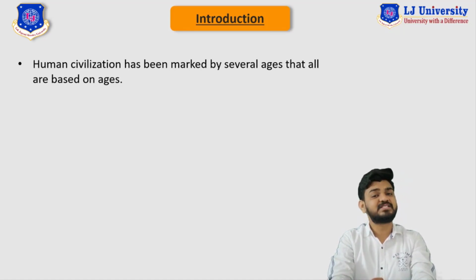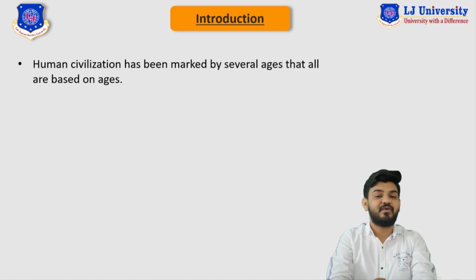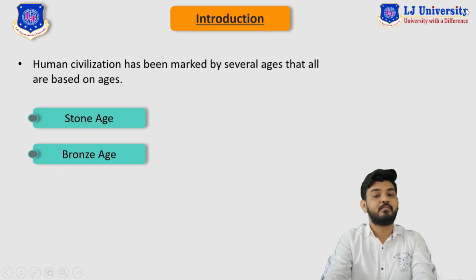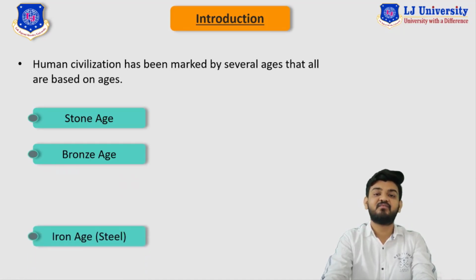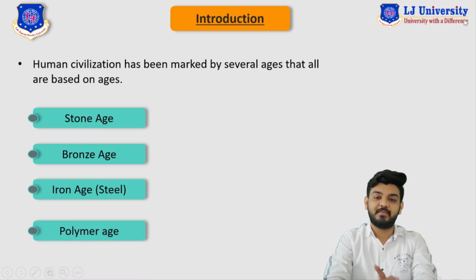Well, the human civilization has been marked on the different ages. Initially we were in the Stone Age. Then we moved to the Bronze Age. Then we moved to the Iron or Steel Age. And now we are into the Polymer Age, where all the basic need of human is being derived from the polymers.